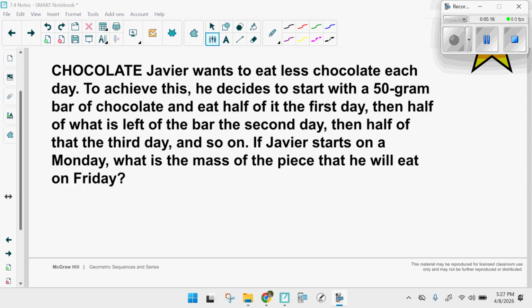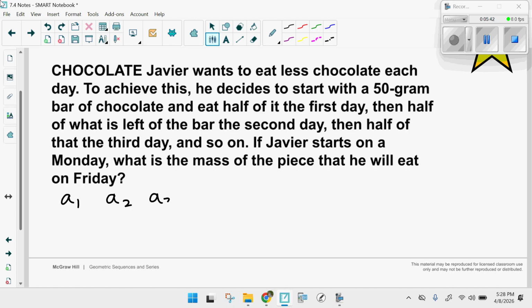In example 3, Javier wants to eat less chocolate each day. To achieve this, he decides to start with a 50-gram bar of chocolate and eat half of it the first day, then half of what is left of the bar the second day, and so on, eating half each day. If Javier starts on a Monday, what is the mass of the piece of chocolate that he will eat on Friday? So from Monday to Friday would be 5 total terms.